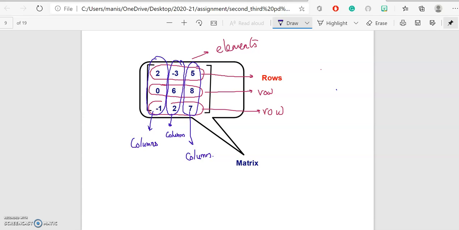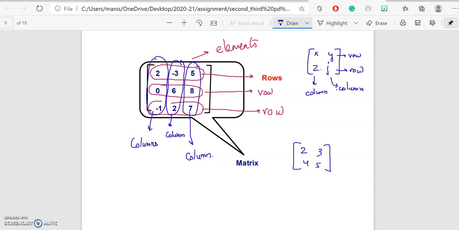So if I'm writing another example of a matrix, I will draw 2 brackets over here and I write x, y, z, j. This is called a matrix. How many rows are in this matrix? There are 2 rows in this matrix. How many columns are here? There are 2 columns in this matrix. This is called a matrix. So I can write another example over here, 2, 3, 4, 5. This is called a matrix.